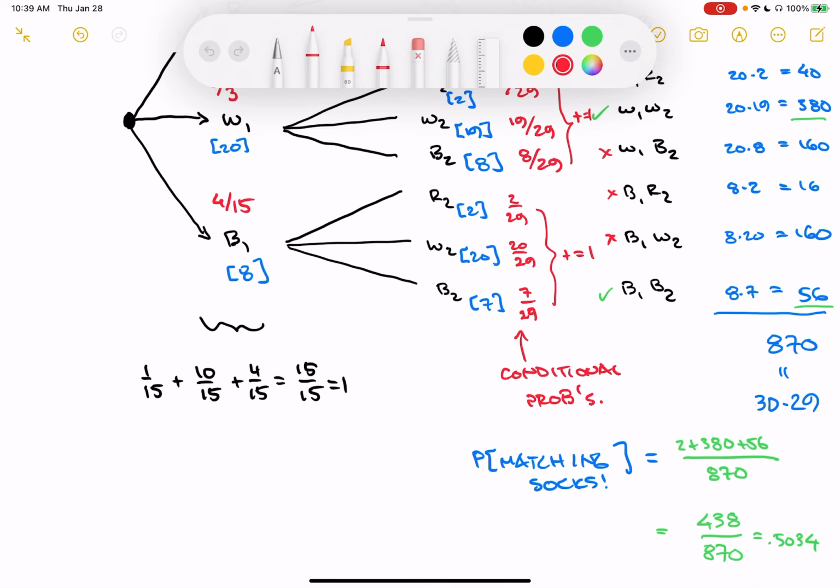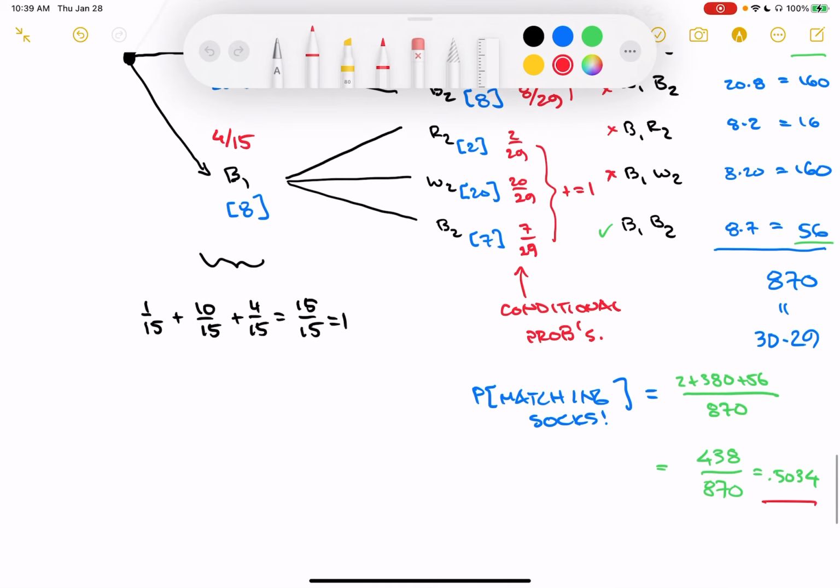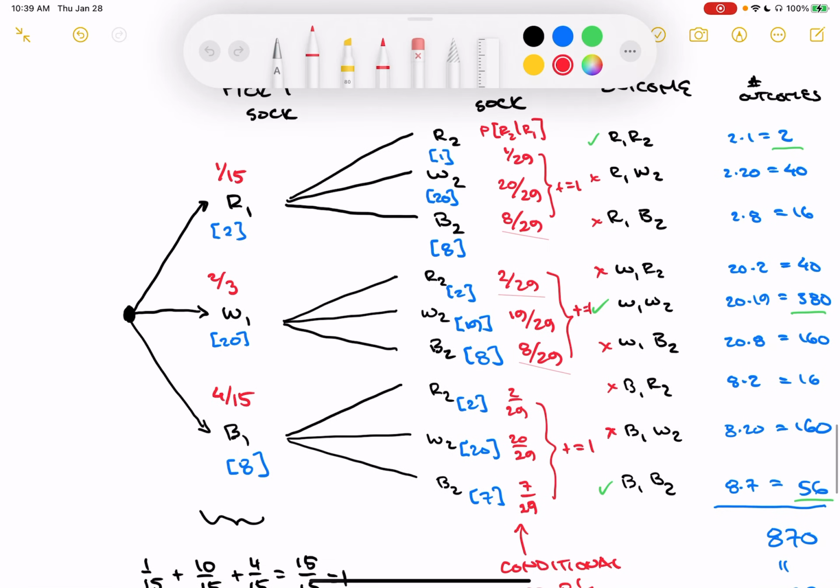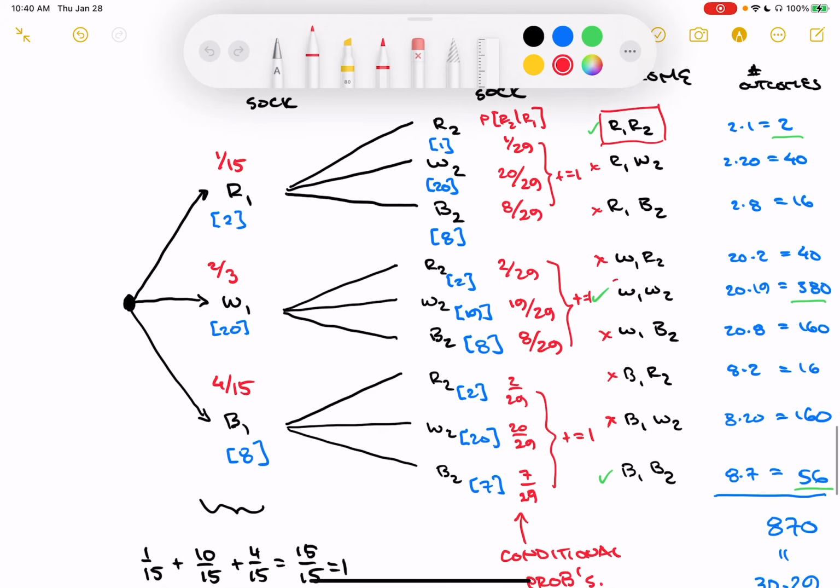So let's think of another way that I might have gotten this probability of matching socks. If I look at instead these three outcomes that we're matching, in terms of probability, what do I get? I know that matching was something along the lines of red 1, red 2, white 1, white 2, and then blue 1, blue 2. What's the probability that I get a red 1, red 2? Well, it is going to be 1/15th of the probability of the first thing, times 1/29th of the second one.